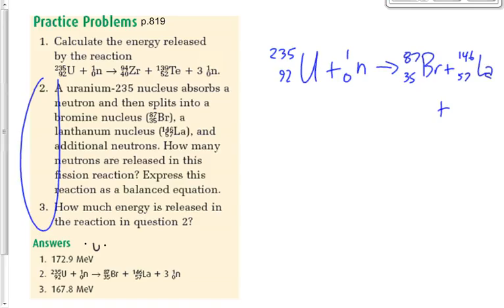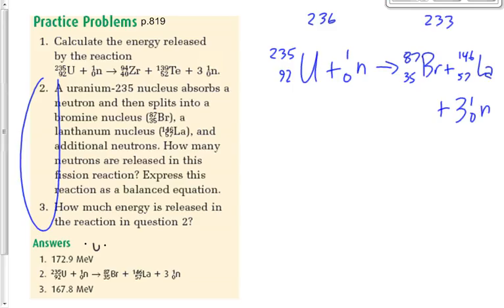235 and 1 is 236. 87 and 146 is 243, I think. 243. How many neutrons do we need to balance this? If we got 236, sorry, this should be 233. 236 over here, 233 over here. How many neutrons do we need? 3.